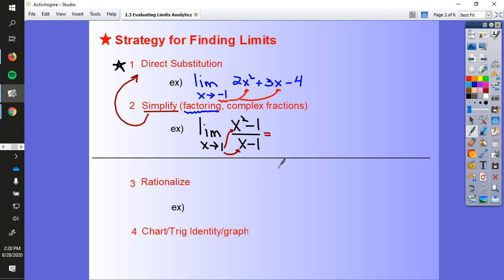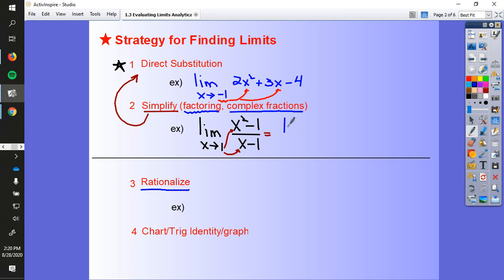So you want to look at it and have an idea of, okay, do I have fractions inside of fractions? It's probably complex. I need to simplify. Is it polynomials on top of polynomials? Then it's probably going to be a factoring process. Do I see radicals? Then it's probably a rationalization. So in this case, we're going to look to factor and see if we can simplify.